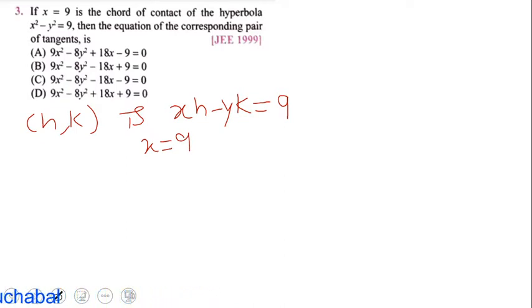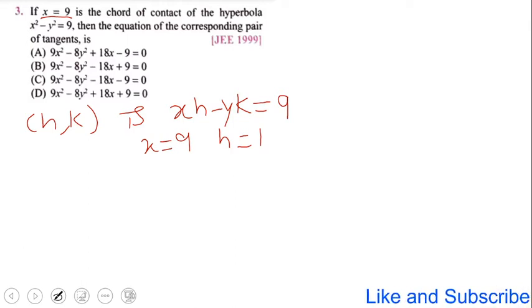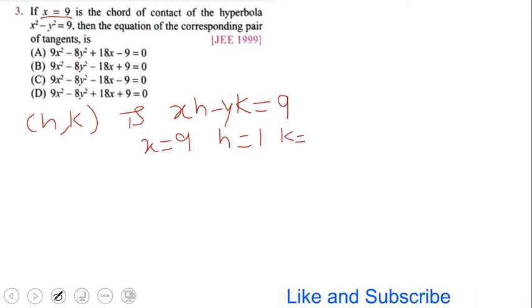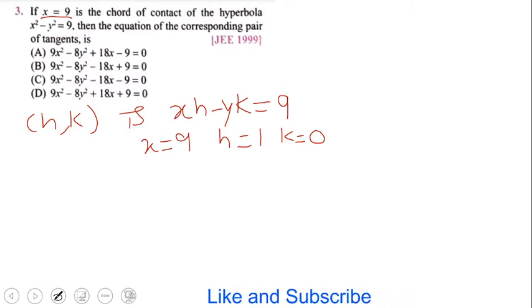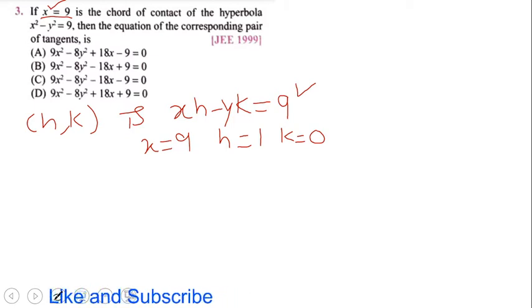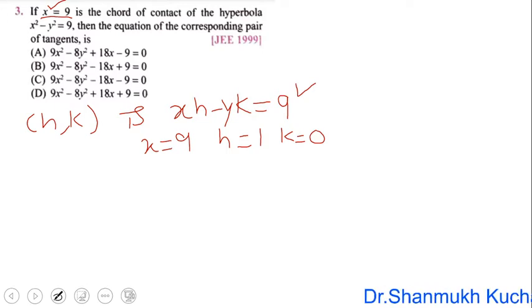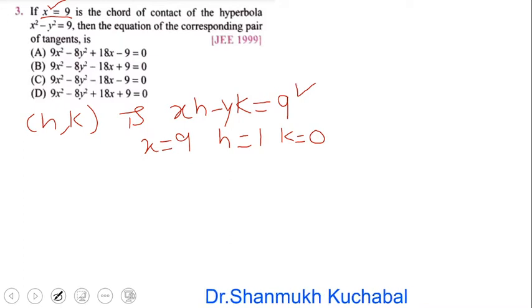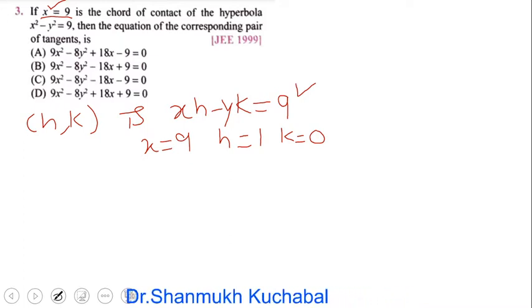Just compare it with the X coefficient, so we are going to get 1. Here the y coordinate is missing, and x equal to 9, so k is 0, we can take it. I have compared this equation with x equal to 9. Very simple: the x coefficient is h, so the x coefficient is 1, so h equal to 1 I have taken. Y is missing in that equation, so k, the y coefficient, I have taken as 0.